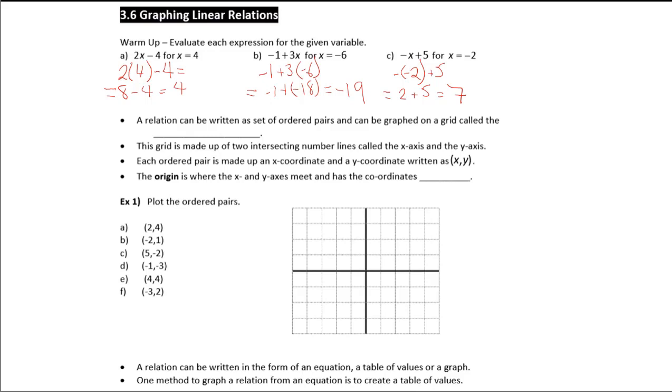A relation can be written as a set of ordered pairs that can be graphed on a grid called a Cartesian plane. This grid is made up of two intersecting number lines called the x-axis and the y-axis. Each ordered pair is made up of an x-coordinate and y-coordinate written as (x, y). In brackets, the x value goes first, then the y value. The origin is where the x and y-axis meet and has the coordinates (0, 0). The origin is known as (0, 0).